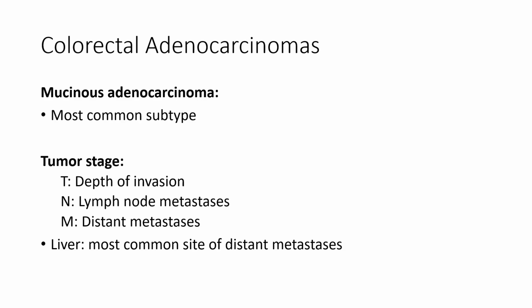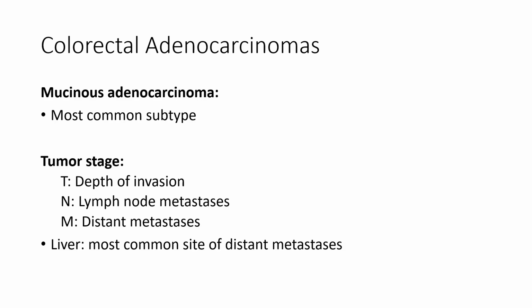Mucinous adenocarcinoma is the most common subtype of colorectal carcinoma, and it is characterized by the presence of pools of extracellular mucin that contain tumor cells. The tumor stage is determined by the T, N, and M classification. The T is determined by the depth of invasion of the tumor through the colonic wall. For example, if the tumor is limited to the submucosa, it is at an earlier stage. If it has invaded into the fat, that's a higher T.